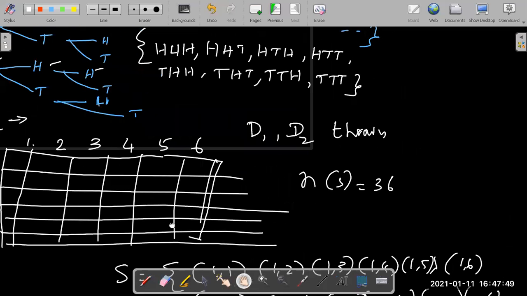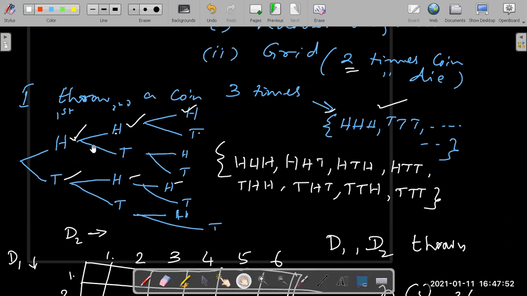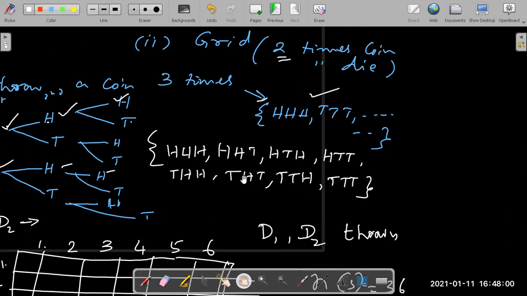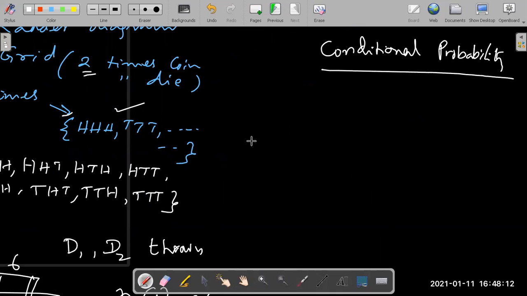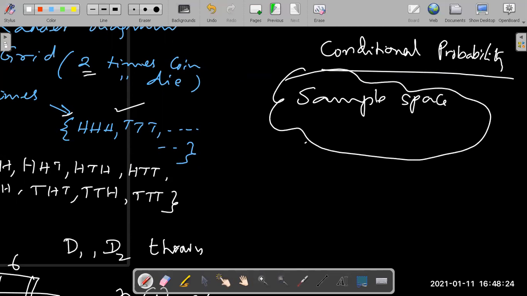I will take this example of whatever I have done for throwing a coin 3 times. Now I am starting to explain what conditional probability is. That is, today's topic is conditional probability. Unconditional probability is where you are looking at the total sample space, and under that you are actually looking at one event. That is unconditional probability.